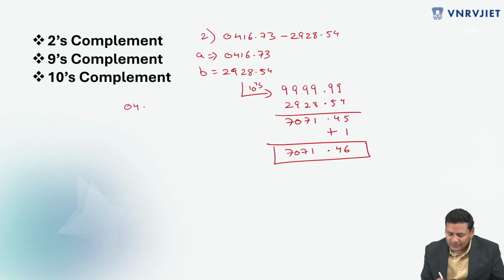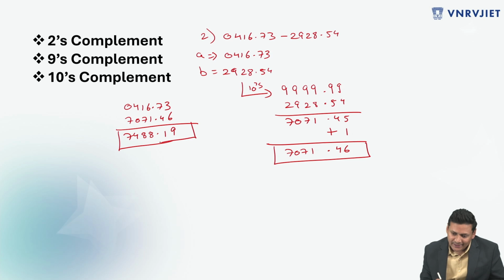A in our case is 0416.73. To it, you have to add 7071.46. So it will be 7488.19. Is there any carry? There is no carry. No carry means that the number is negative. So now we note that the number is negative, and to get the final output, what we have to do is take the tens complement of the intermediary result.